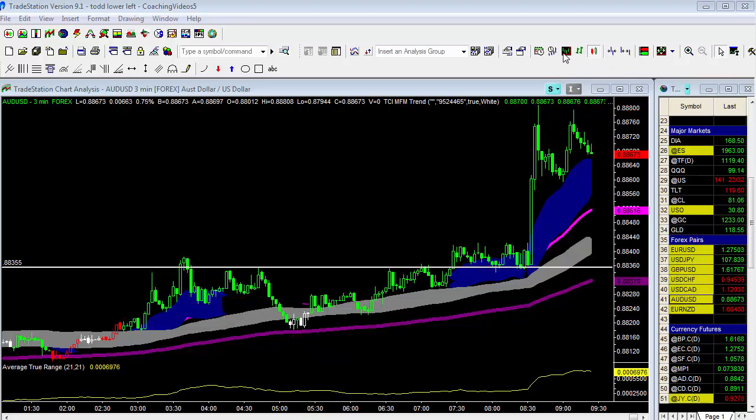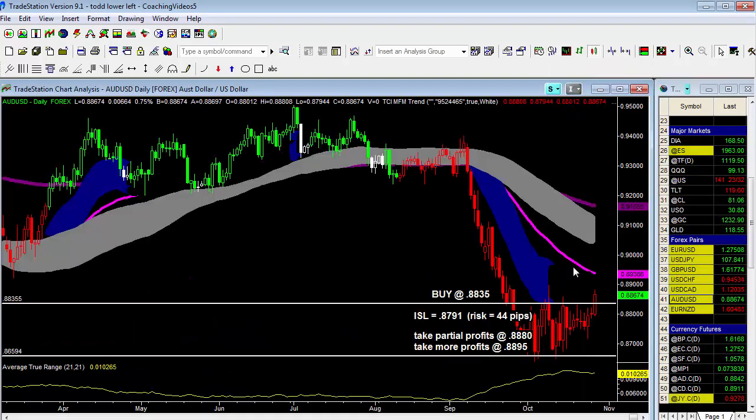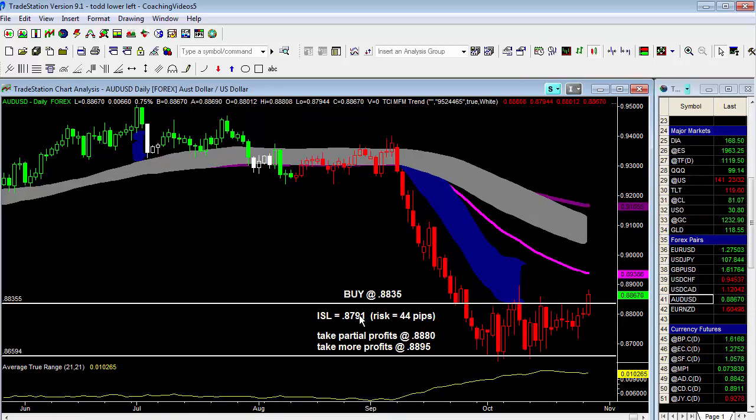Remember, the stop is down at 87.91. Let's go back to that daily chart. That initial risk was at 87.91, risking 44 pips, but the market's made quite a move in your favor.